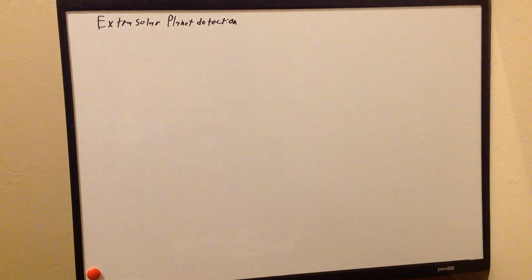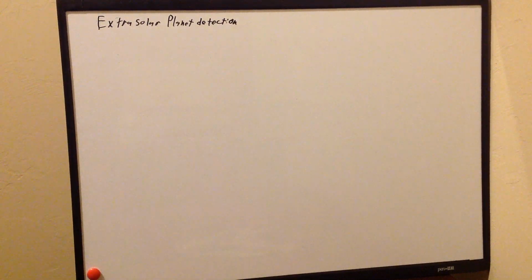Hey, so I'm going to be talking about extrasolar planet detection. Extrasolar planets, if you don't know, are planets that are not in our solar system, but in other solar systems. That is to say, planets orbiting other stars, not our sun.